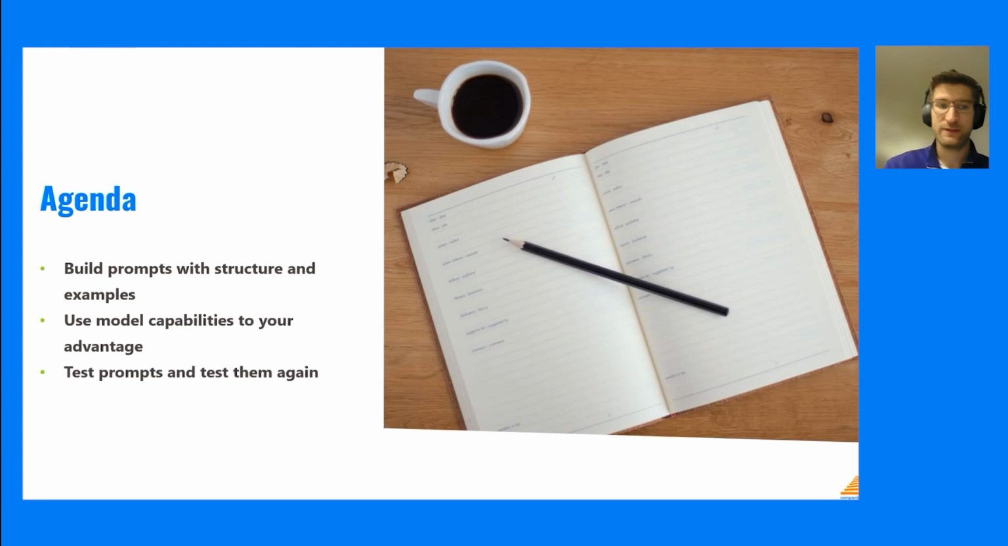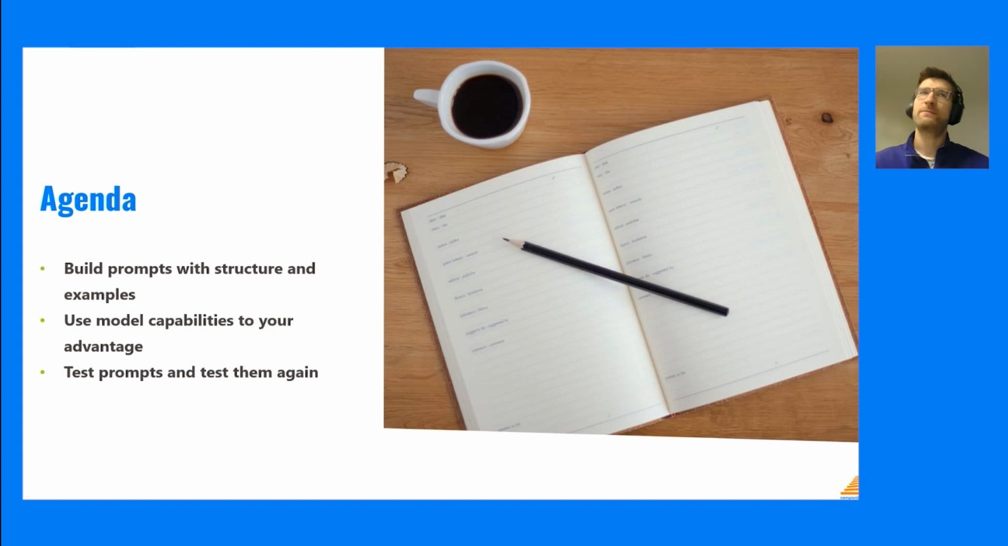In terms of the agenda for today, we're going to go through 3 parts. First, I'll try to teach you how to build a good prompt with structure and examples. And once you know how to build a good prompt, we'll try to make that good prompt great by leveraging some of the model capabilities or some of the framework features that we now have in Business Central. And once we have a great prompt, we're going to talk about keeping a great prompt great.